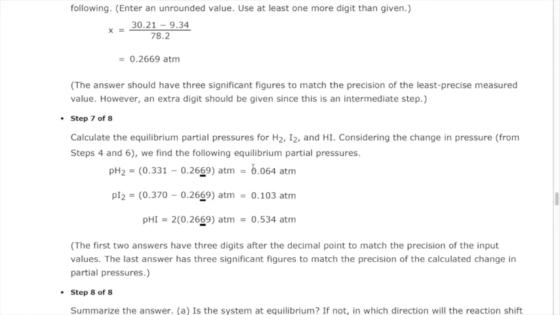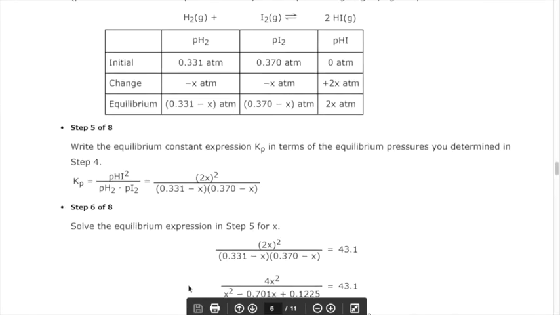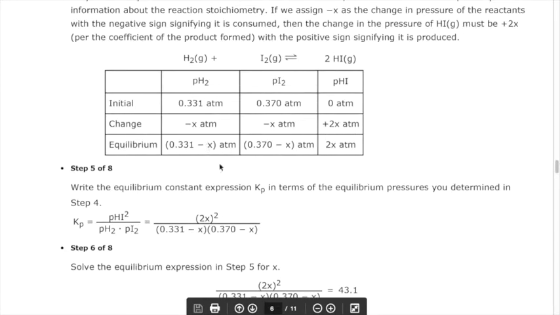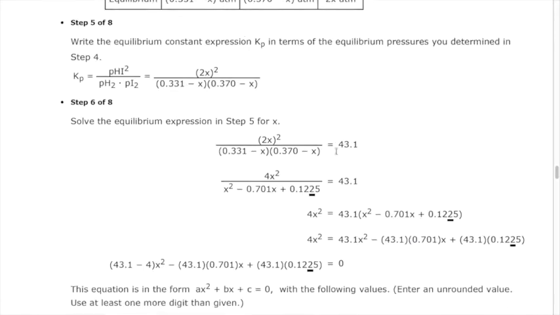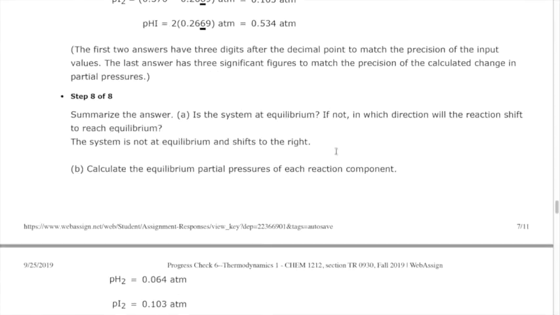So there you go. A quadratic equation to get x. Then plug that value, 0.2669, back in here, here, and here, and then we get our actual equilibrium values. So that is how we do that. Okay, let's move on now to number 8.